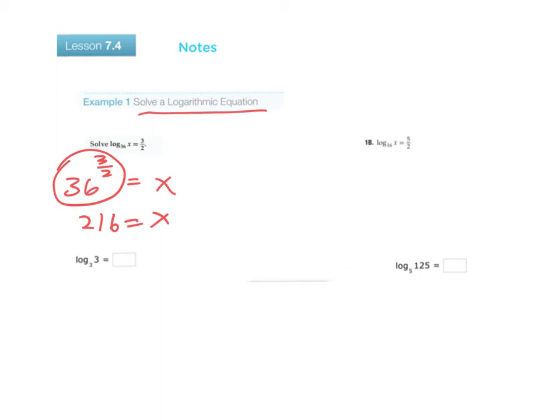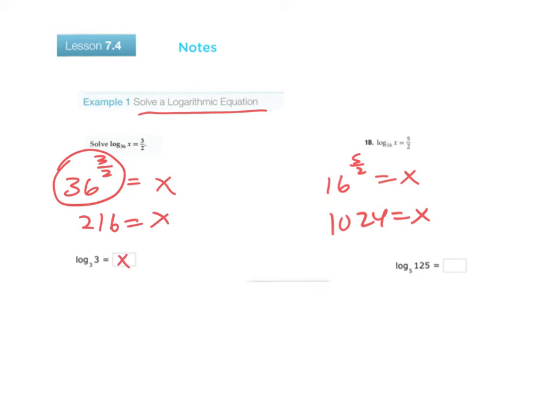So let's continue to do that same thing. 16 to the 5/2 power, because that's the exponent, equals x. We have to just type that into our calculator, which is 16 to the 5/2 power is 1024. So x equals 1024.